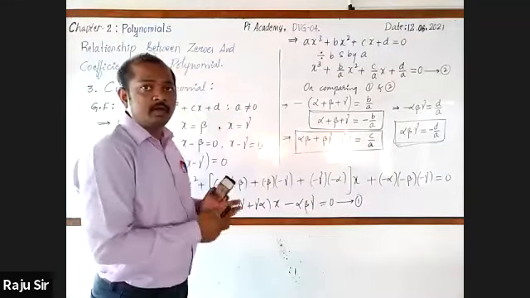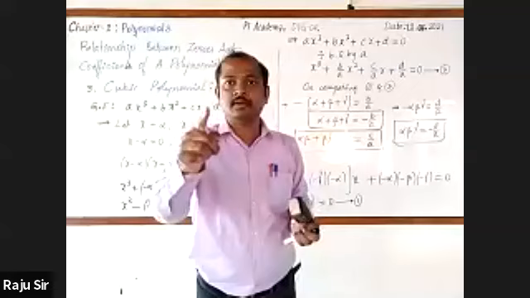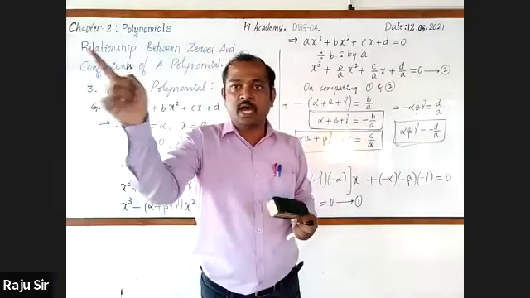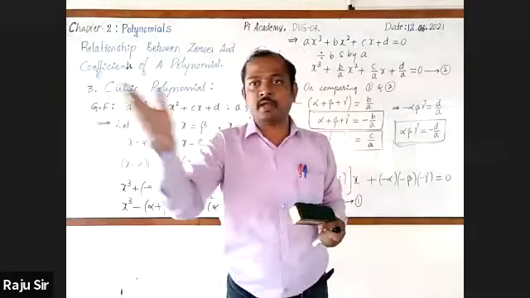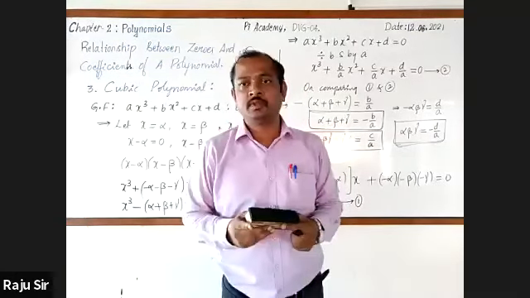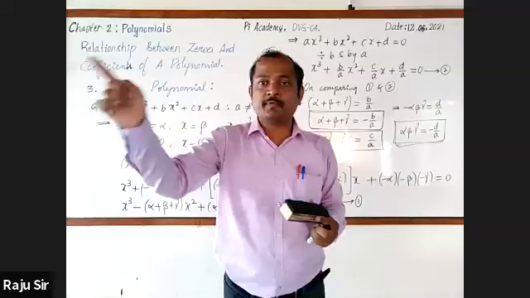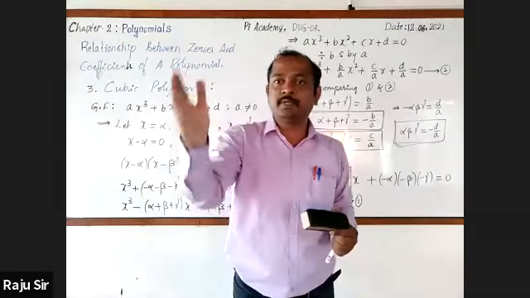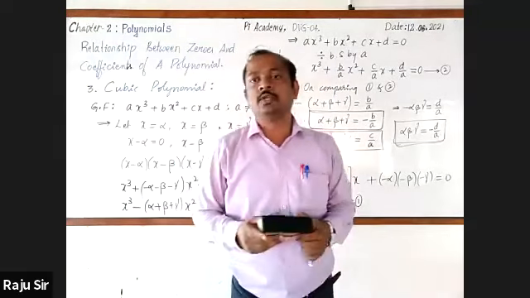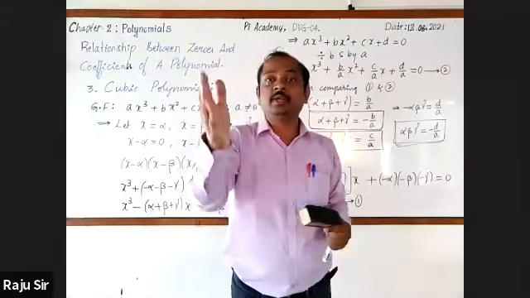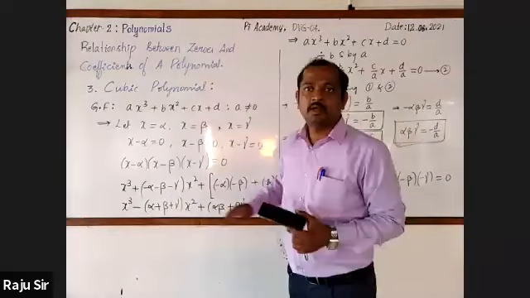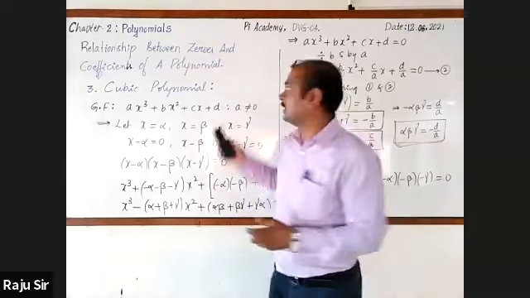You have to remember all these 6 relationships. First, regarding linear polynomial, alpha equal to minus b by a. Quadratic polynomial, alpha plus beta equal to minus b by a, alpha into beta equal to c by a. Cubic polynomial, alpha plus beta plus gamma equal to minus b by a, alpha beta plus beta gamma plus gamma alpha equal to c by a, alpha into beta into gamma is minus d by a. Once again, let's go for writing all these points once.